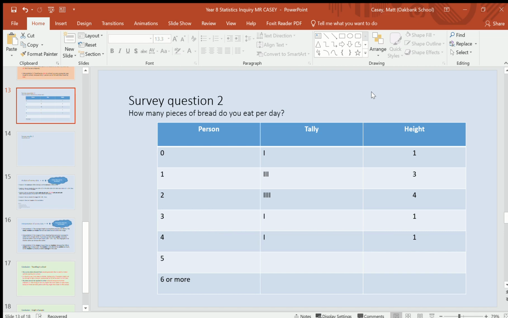So finally we are doing numerical discrete. How do we know it's numerical discrete? So the question is, how many bits of bread do you eat per day? It counts a number of things. Yep, the number of bits of bread. Simple as that.